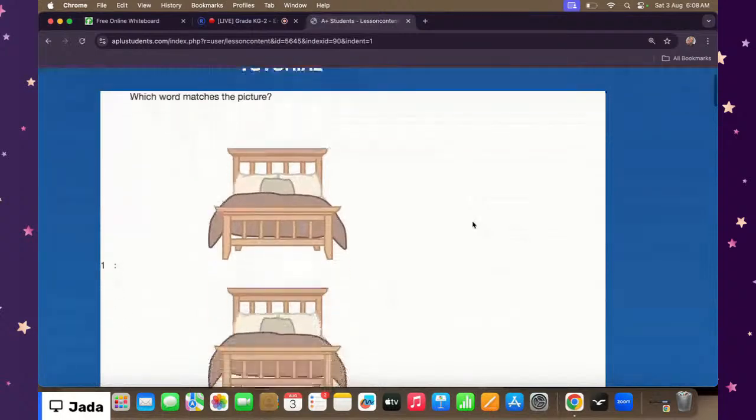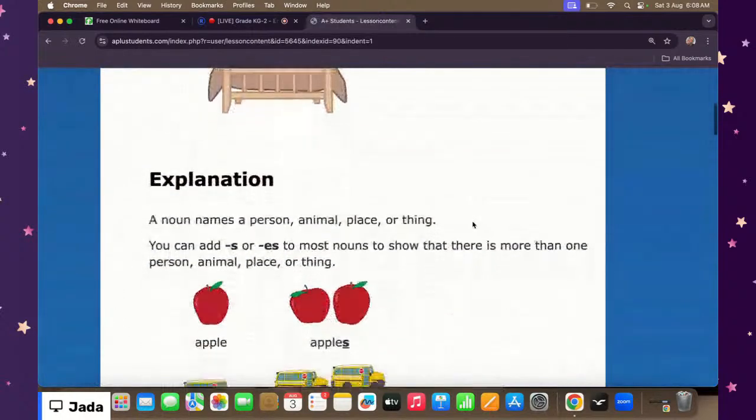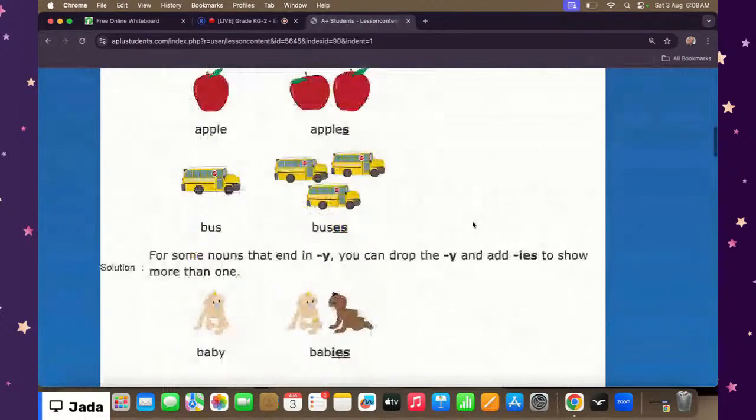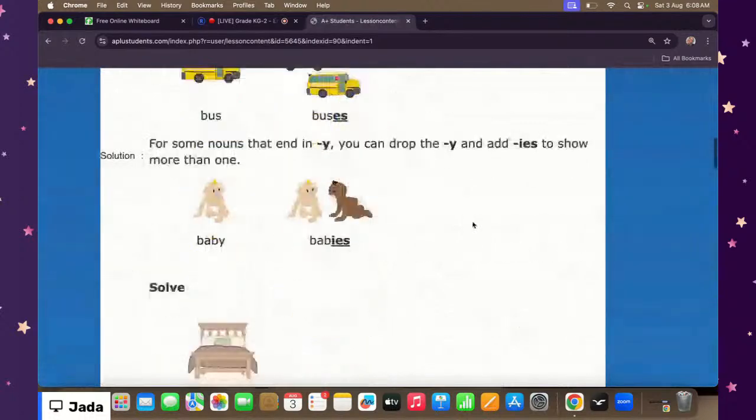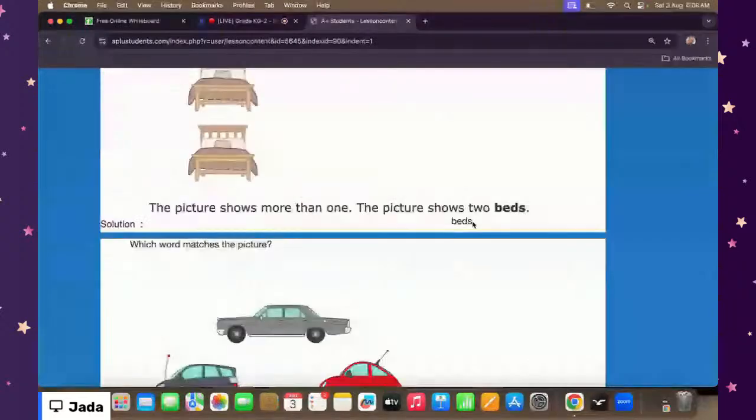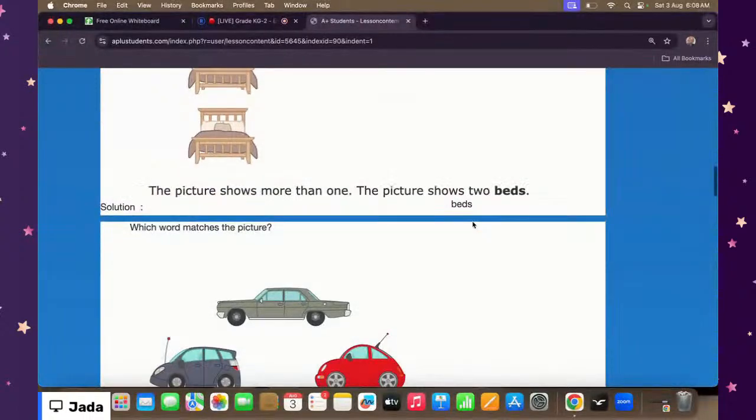So we have a picture of bed here. This is the bed where you sleep. So we have two beds. You have to add s to show that it is two beds, not just one. If it's one, it's just bed. But then we have two, so it is two beds.